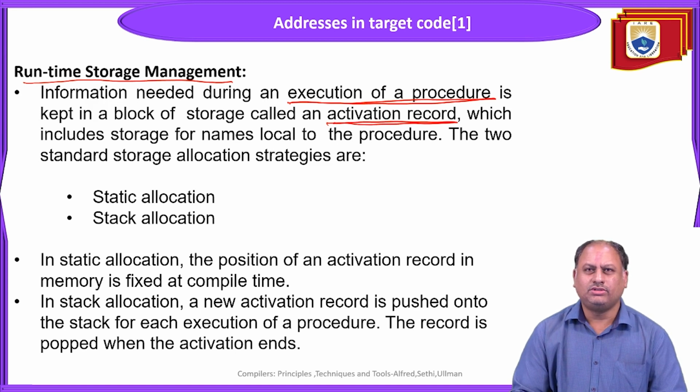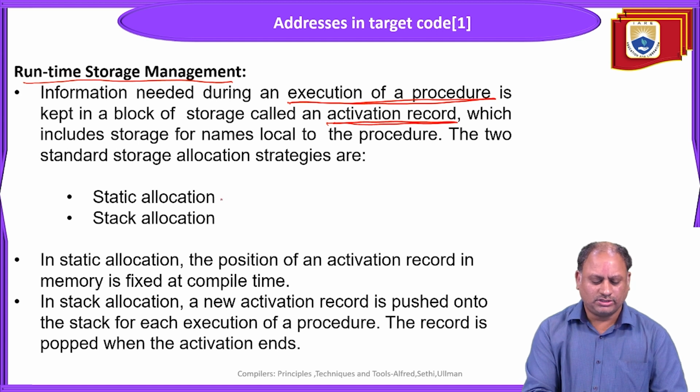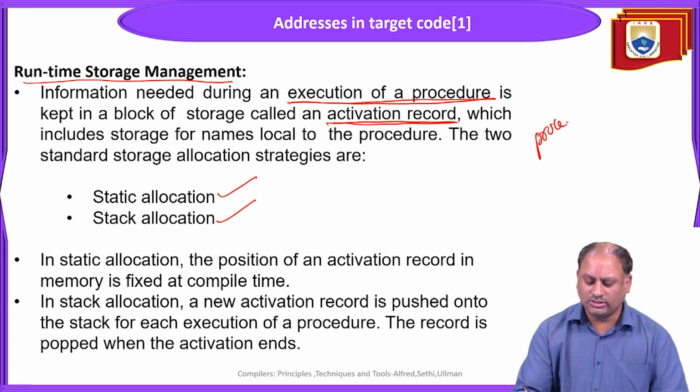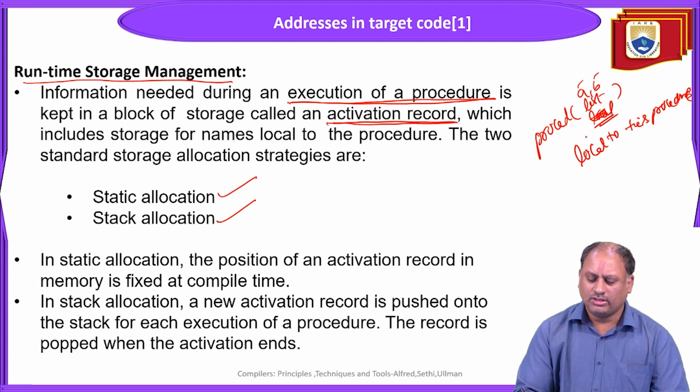This activation record includes the storage of the names, local to this procedure. One strategy is static allocation, another is stack allocation. The activation record contains the name of the procedure, followed by a parameter list which is local to that particular procedure only. That means suppose we use A comma B, these two, A and B, are local to this procedure. And the strategies we apply here are static and stack allocation.